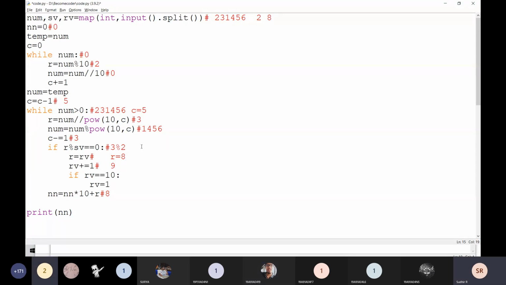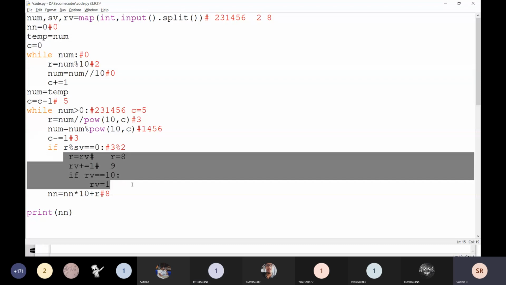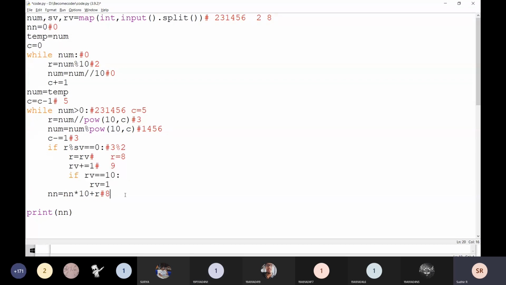No, sir. No, that's why it is not entering into this one, and coming to here. Simply, what is R value? R value is 3 only. 8 into 10, that is going to be 80. 80 plus 3, then it becomes 83. Clear? And the next value is going to be 1. And this becomes 456.